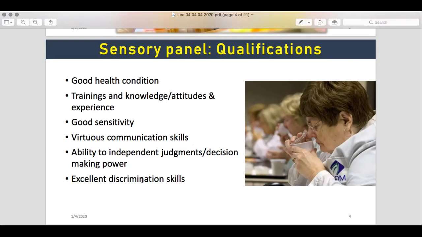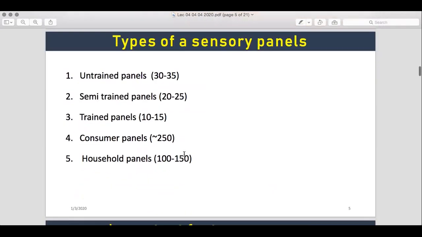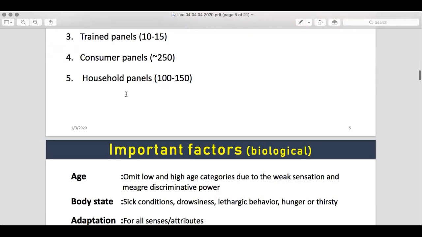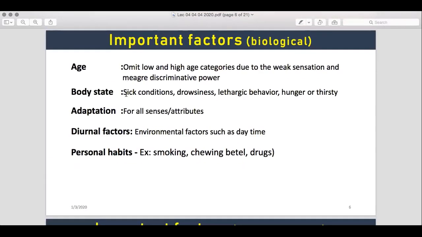And excellent discrimination skills: how to discriminate the product. In this picture also you can see how she is going to sense it. So the discrimination power is very important. These are the sensory panels we have already discussed: untrained, semi-trained, trained, consumer panels, and household panels, right? There are different types of panels we have already discussed. And among the important factors, their age is very important.